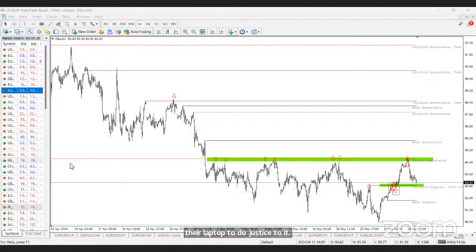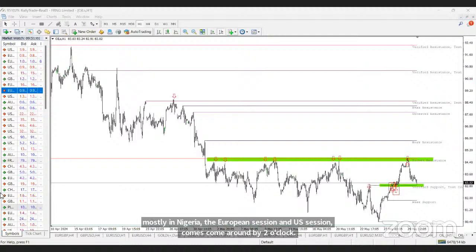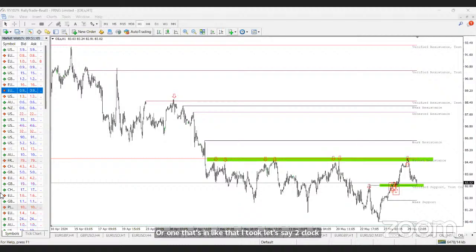Right. So I think the Asian session normally ends around 6 a.m. Nigeria time. I think so. So by 7 a.m. Frankfurt time will start, or maybe 8 a.m. Of course, you can begin to move in. And if you want to trade the US session, which is one of the 2 sessions traded mostly in Nigeria, the European session and the US session, you can come around by 2 o'clock or 1:30 Nigeria time. Let's say 2 o'clock Nigeria time. Of course, you'll be good to go with the US session.